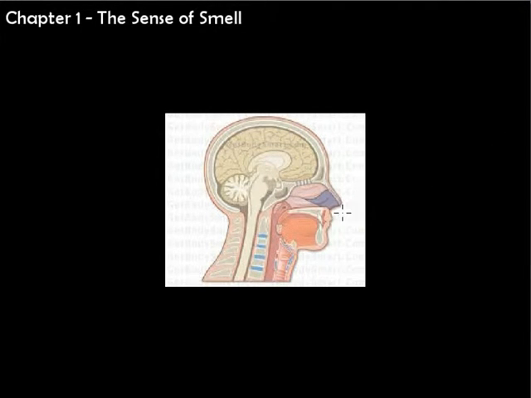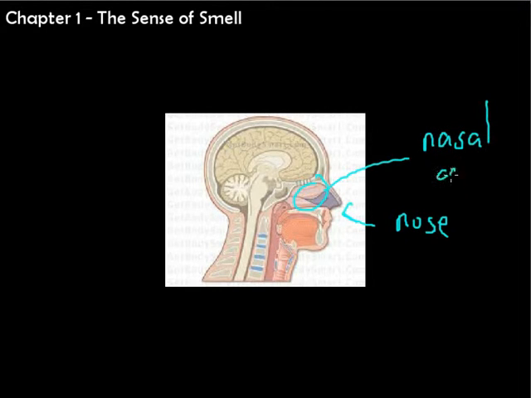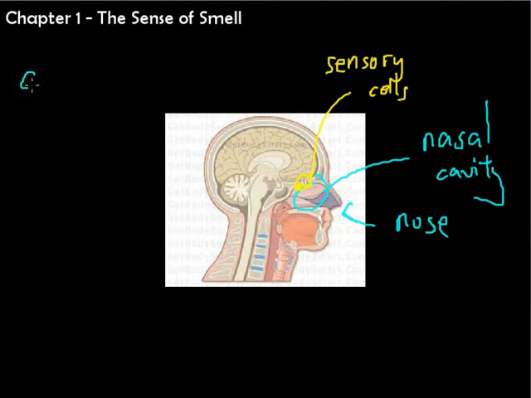This part is your nose. This part here is what we call your nasal cavity. This is the empty spot in your nose. As you can see, in the upper part of the nasal cavity right here, we have a lot of sensory cells, and these sensory cells help us to detect any chemical particles in the air.